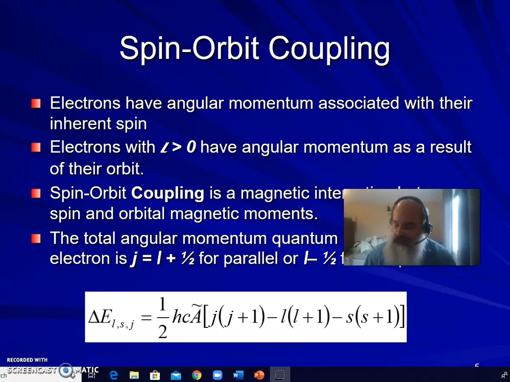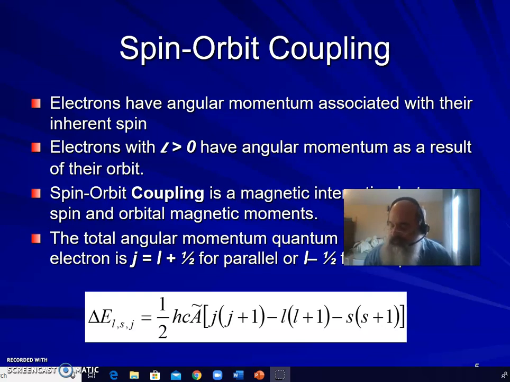A in this equation is the spin-orbit coupling constant for the particular atom. So each atom is going to have its own A. It goes as, or is directly proportional to, Z to the 4th. So that number gets very large very quickly as we start talking about atoms that have more than one electron.